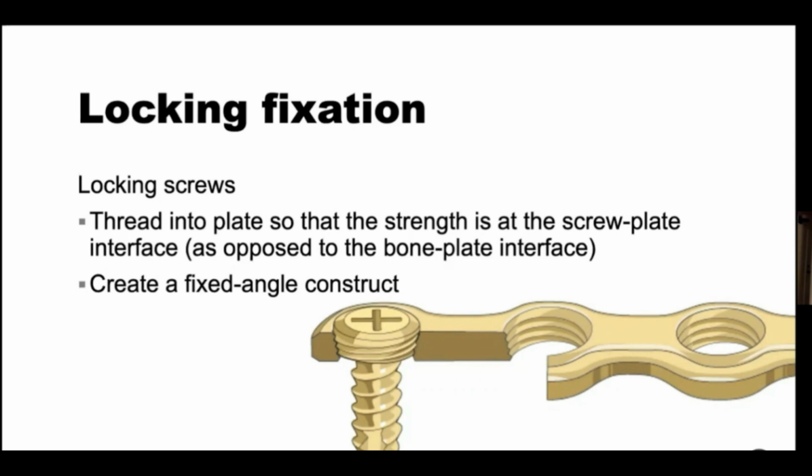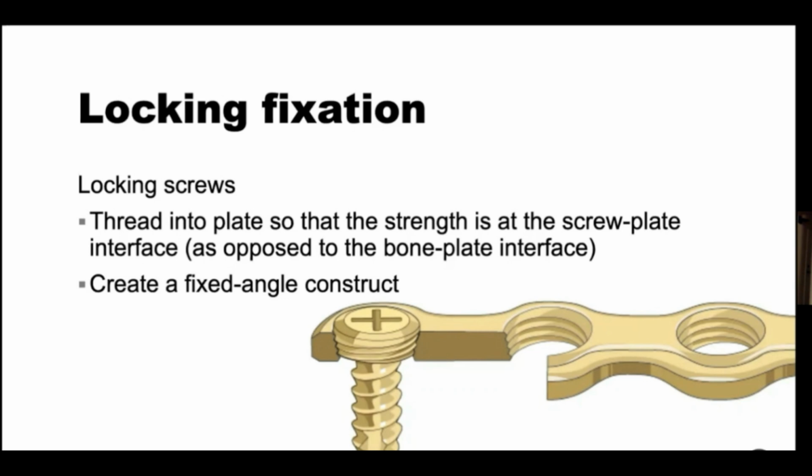These other plates rely on friction or contact between the plate and the bone, but this really relies on the strength of the screw as it threads into the metal plate. And so it takes away the necessity of having outstanding contact with the bone. And so it creates what we call a fixed angle construct, meaning the screw will only thread in one way, and it creates that fixed angle.